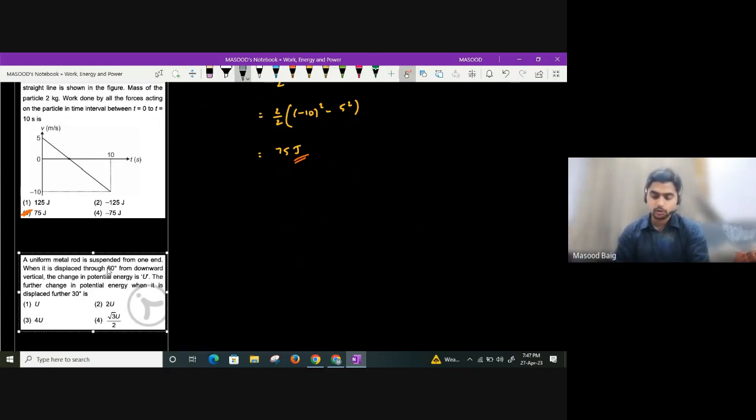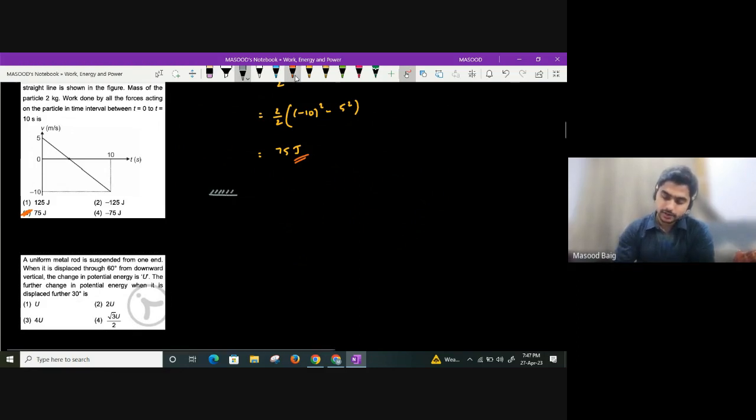A uniform rod is suspended from one end. When it is displaced through 60 degrees from downward vertical, the change in potential energy is U. The further change in potential energy when it is displaced further 30 degrees, they are saying. Again, very important logic, guys. So we have a rod, something in this manner initially. It is hanging like this. Right? What we have done?